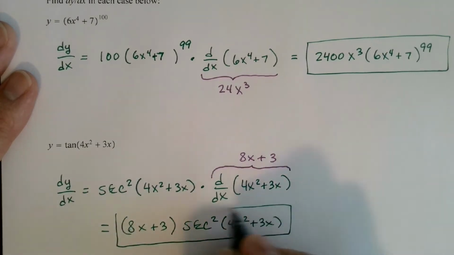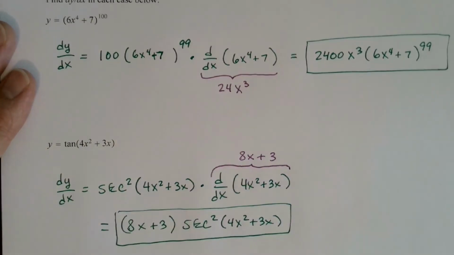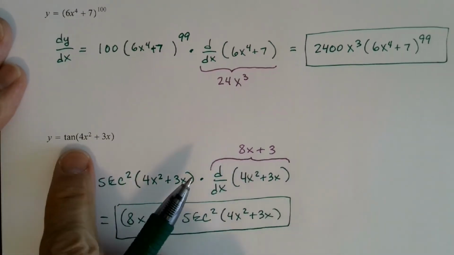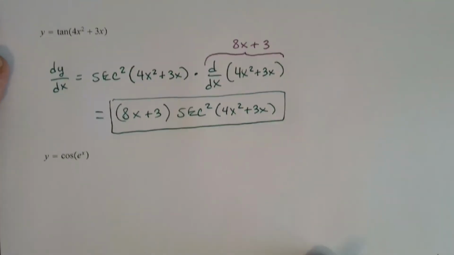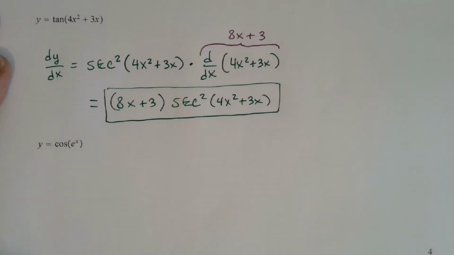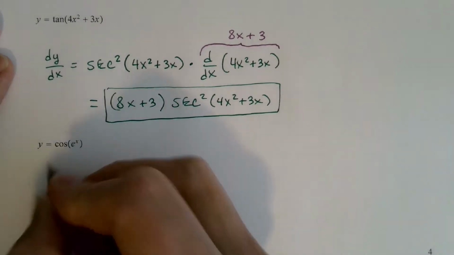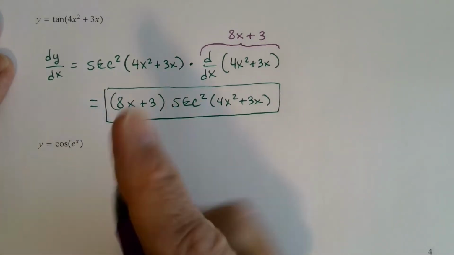So it's the chain rule, or the generalized rule for tangent, which is just what? The derivative of tangent: secant squared of u times du/dx, times the derivative of the inner function. We'll do one more. Here's a generalized rule for cosine. The outer function is cosine, the inner function is e to the x.